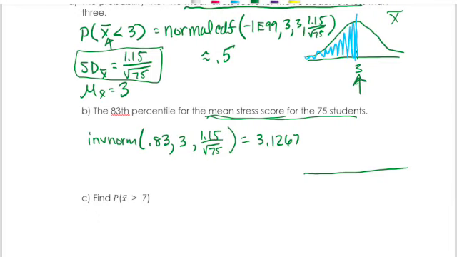So when we look at that on the picture, here's 3 in the center. 3.1267 is going to be a little bit over here somewhere to the right of 3, which means this is going to be our cutoff point. So that anything to the left here, that's 83% of the data. So that makes sense that it's past the 50% mark, so we can verify that looking at the picture.